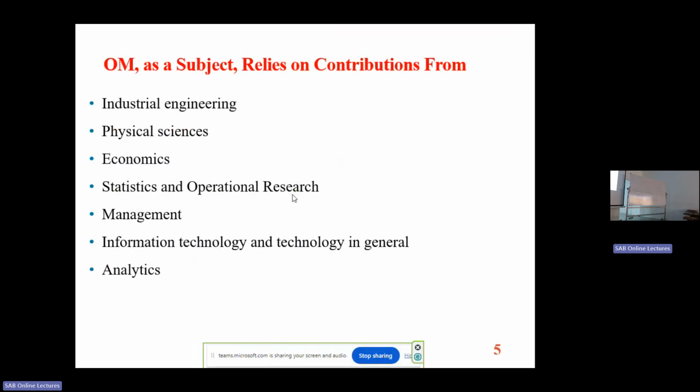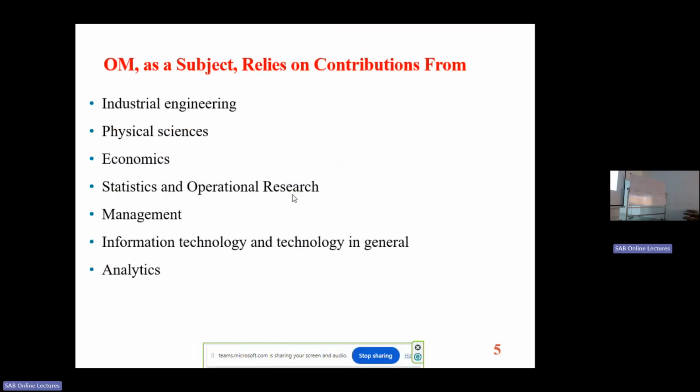Now, simple idea: our subject, operations management, is a combination of these areas. But what is the main core? That is engineering, industrial engineering, physics and all, but we are not going to discuss them here because we are studying it from operations, from the management side. So we try to understand it only from the management side, not from the technical core. Engineering, physical science, chemistry, science background, no. But operations management in different industries depends on these core subjects.